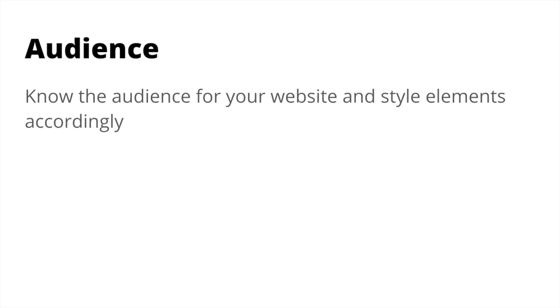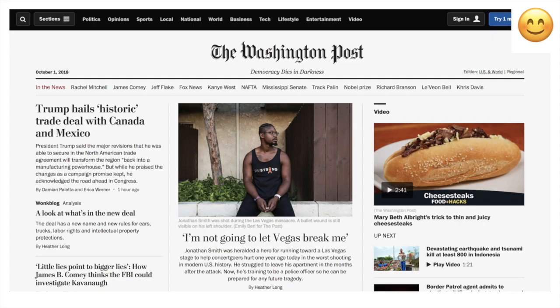Okay, the next thing you need to think about is audience. So knowing the audience for your website and styling elements accordingly. For example, here we have the Washington Post. The Washington Post is a website where people go to read news. So what do people care about? They care about the news, they care about headlines, and probably most people visiting the site are used to paper newspapers, so that's the style that you want to go for. You want to have these really bold headlines and you want to give people what they want.